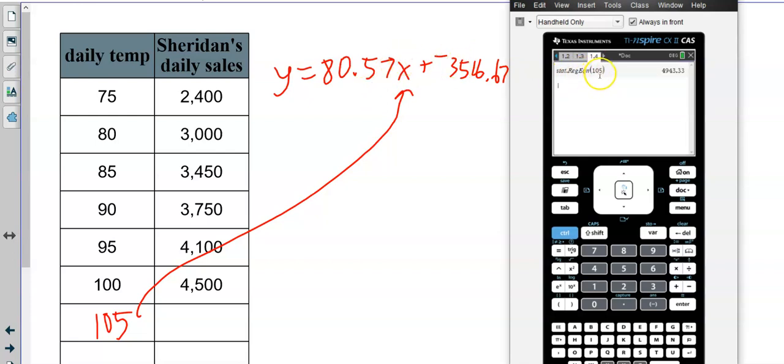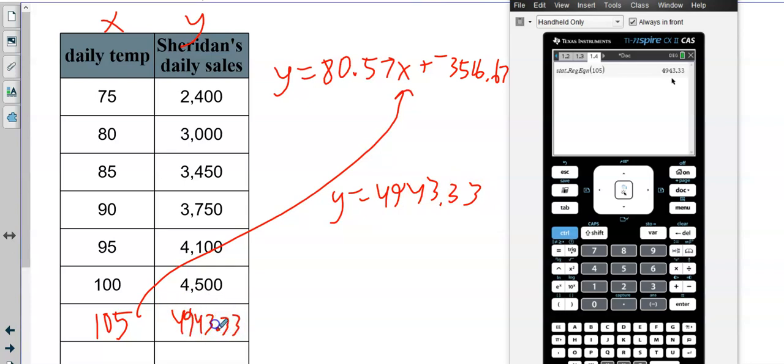If you plug in 105 for x, you get y equals, which by the way, y is like the sales, x is like the temperature. So y equals 4943.33. So the sales you would expect to be very close to 5,000 if it's 105 degrees.